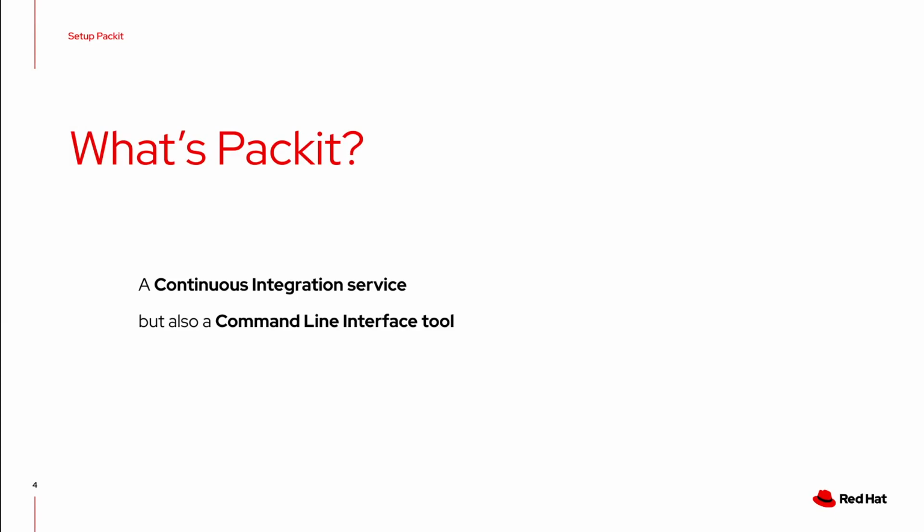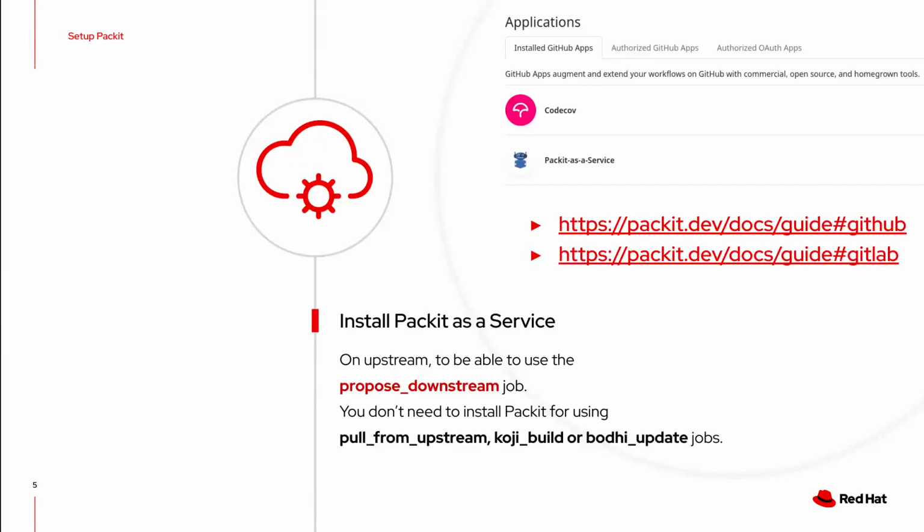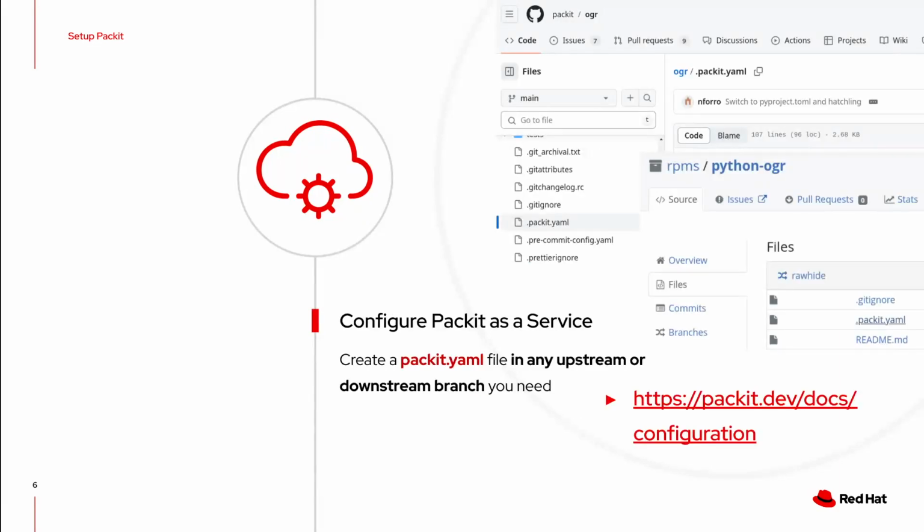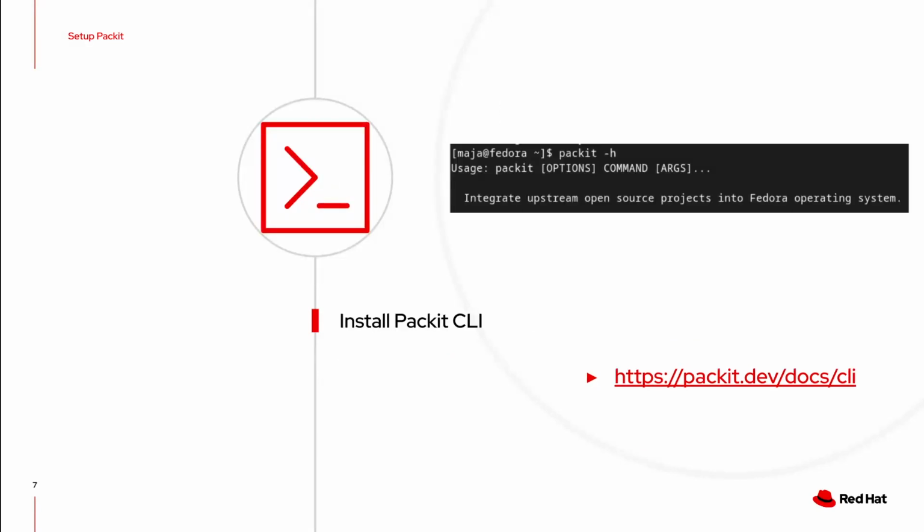Packit is both a service and a command line tool. You need to install Packit in your GitHub namespace if you want to use the propose downstream job. Instead, if your upstream forge is a GitLab instance, then you need to configure the webhooks. Packit service reacts to events happening in a repo branch with a Packit YAML file. You can also install the Packit command line.